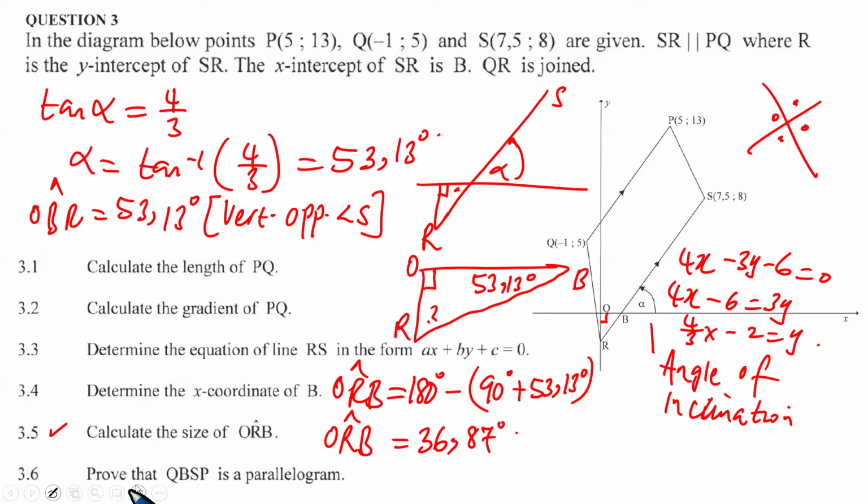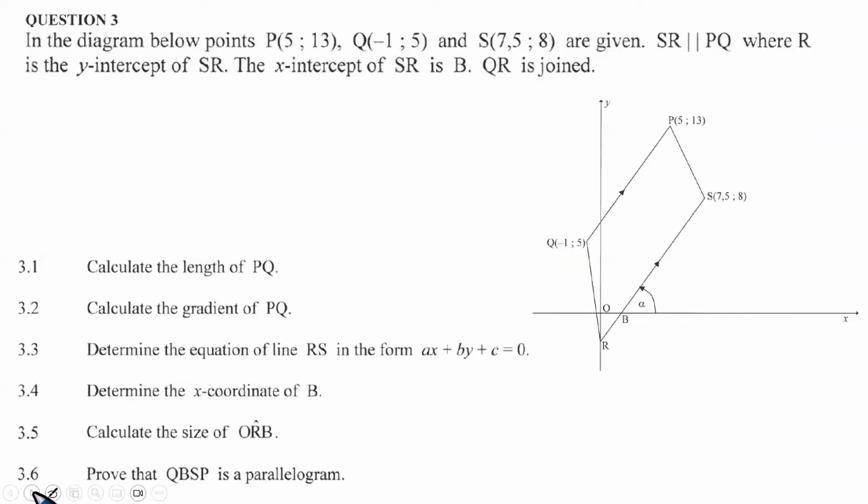We want to prove that QBSP is a parallelogram. Prove that QBSP is a parallelogram. Right, and to prove this, let's continue here and do this one. So here is Q, here is B, so you can join this like that. The examiner is arguing that this is a parallelogram so that you have those sides parallel like that.